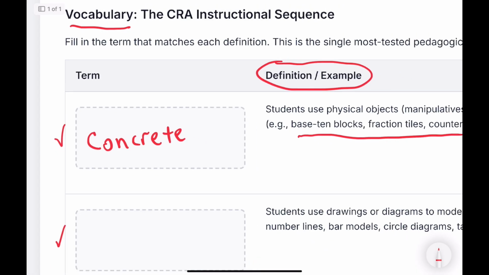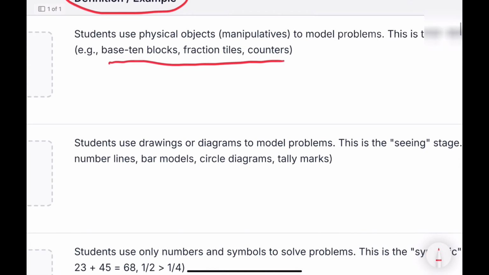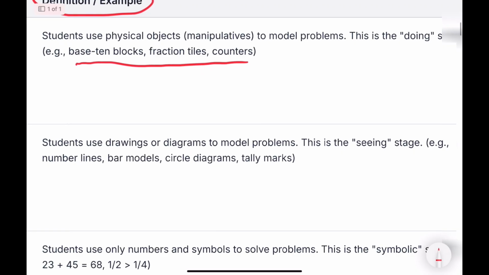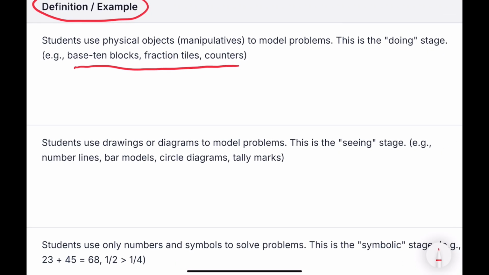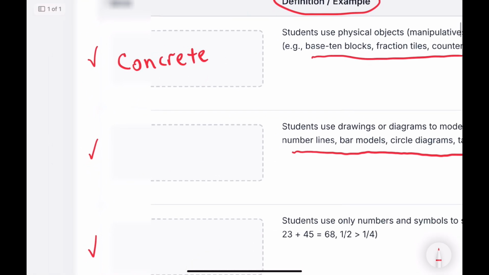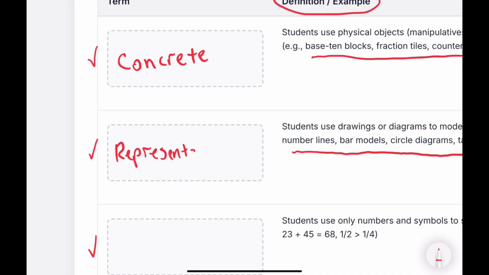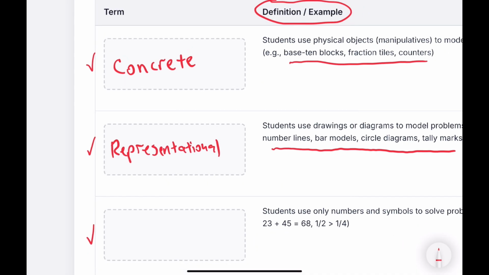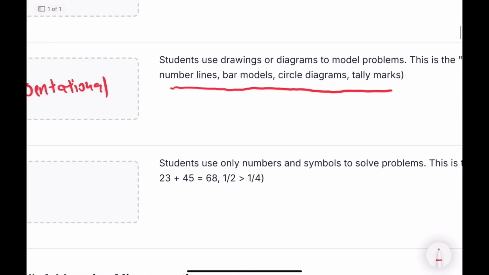All right, now moving on, we have students use drawings or diagrams to complete problems. This is the seeing stage. So think here we have number lines, bar models, circle diagrams, tally marks, and so many more. Now, once we move from the concrete stage, we go to representational. All right, and then from representational, we move on to the next step.